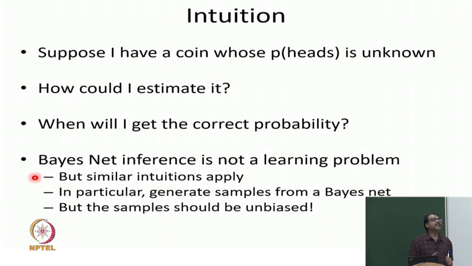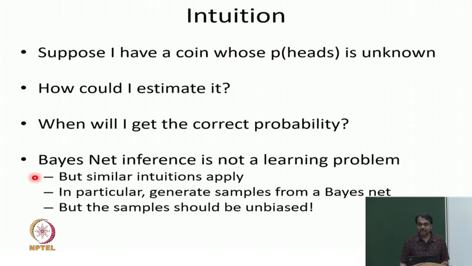Now, Bayesnet inference, what we have been doing, is this really a learning problem? We are learning the probability of heads by trying it out. So, technically Bayesnet inference is not a learning problem, but the same intuitions are going to apply. In particular, like we can sample a coin, believe it or not, it is very easy to sample from a Bayesnet, and these samples will be unbiased or can be unbiased if you try, right.